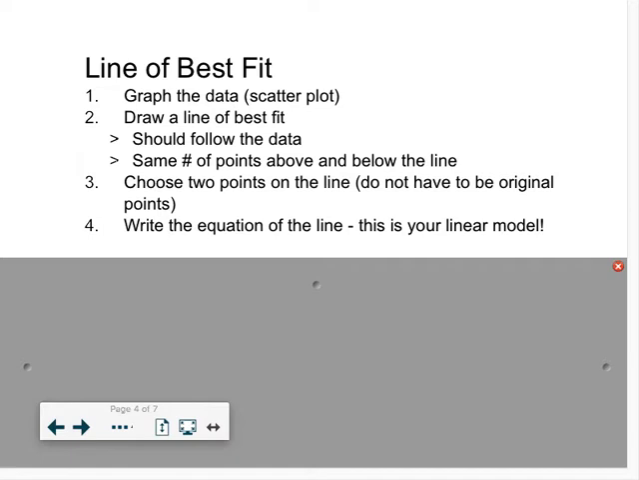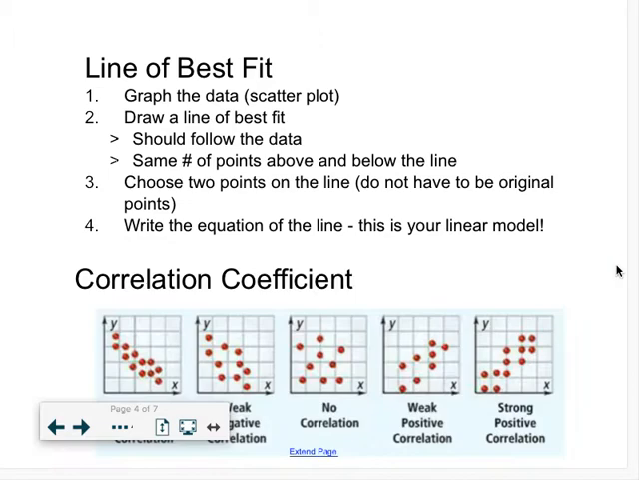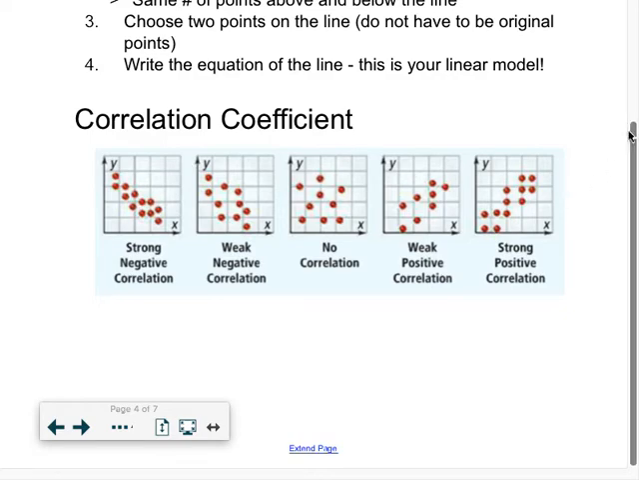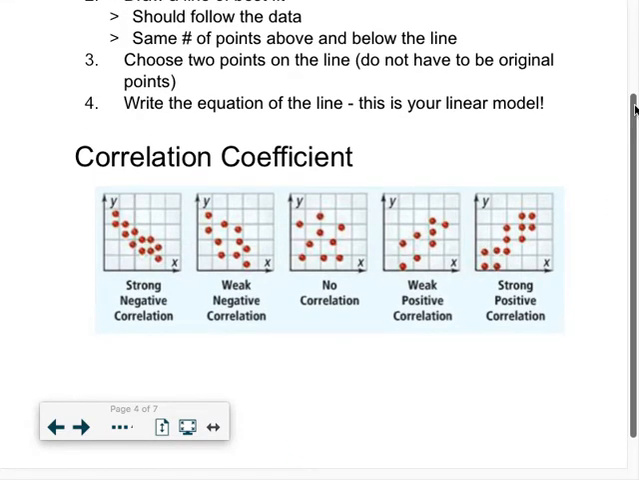Now, how well your model works depends on something called correlation of your graph. Okay, so there's something called a correlation coefficient. Now, you don't necessarily have to draw all these things in your notebook. If you want to see them again over the weekend, you could look it up online. I'll post my notes later today.